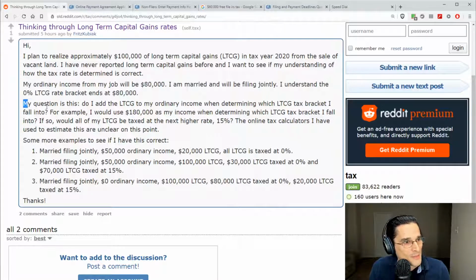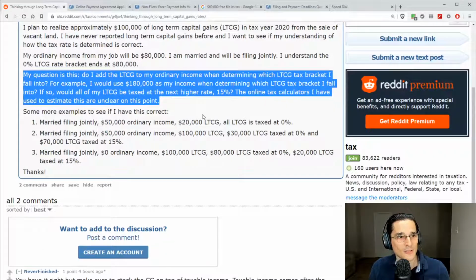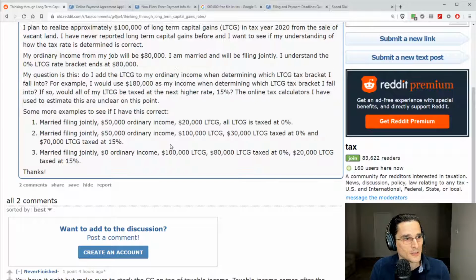My question is this. Do I add the long-term capital gains to my ordinary income when determining which long-term capital gain tax bracket I fall into? For example, I would use $100,000 as my income when determining which long-term capital gains bracket I fall into. If so, would all of my long-term capital gains be taxed at the higher rate, 15%? The online tax calculators I use to estimate this are unclear on this point.